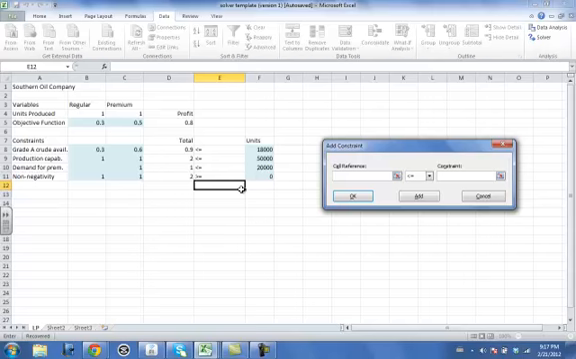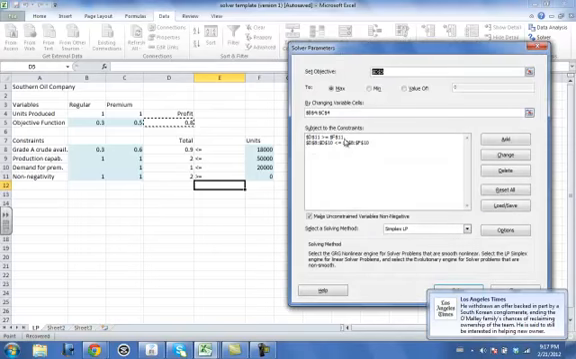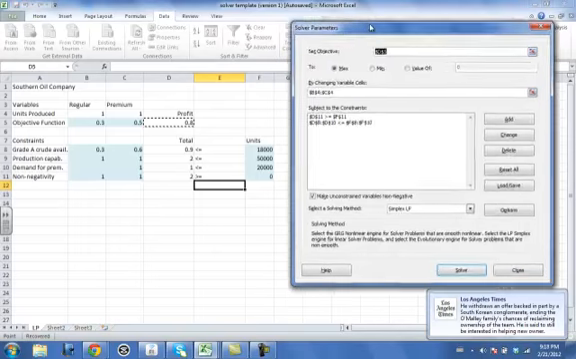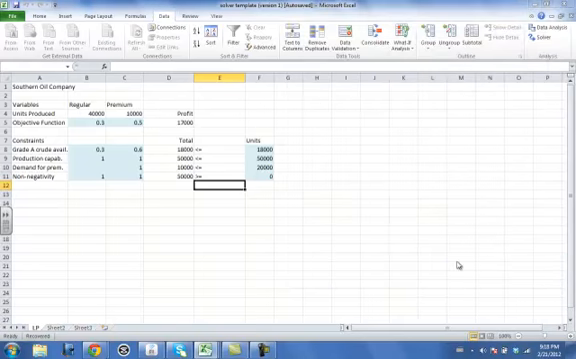And the second one, and most of the time you don't need to do this because we're using 0, but if you just wanted to be consistent, our cell reference is this cell. This time we want it to be greater than or equal to, and the constraint is our units. So I'm going to click on OK. Notice our 2 constraints are inserted there. Click on Solve.